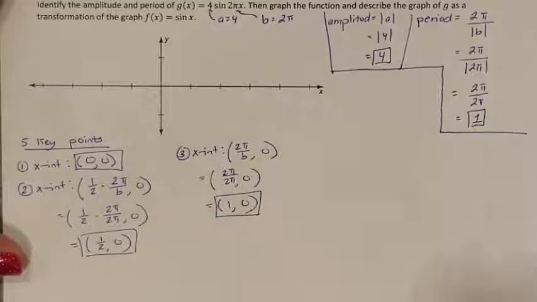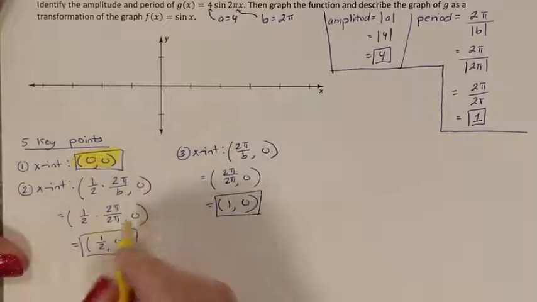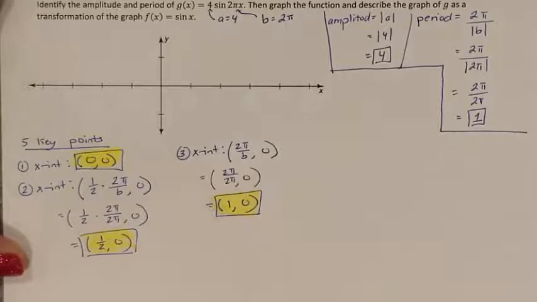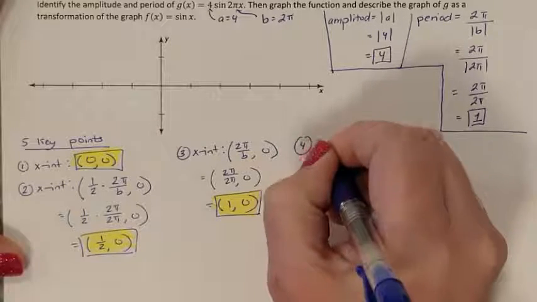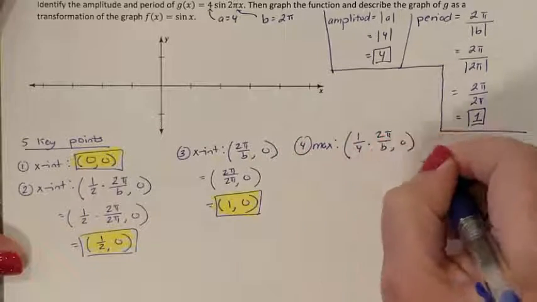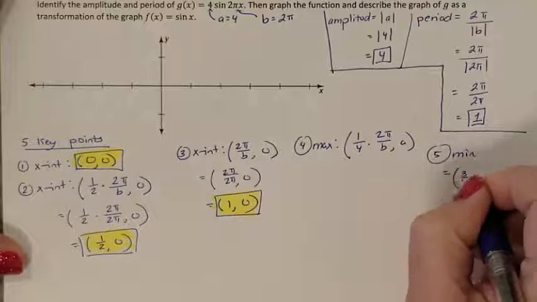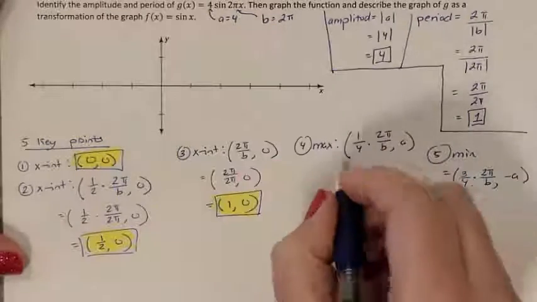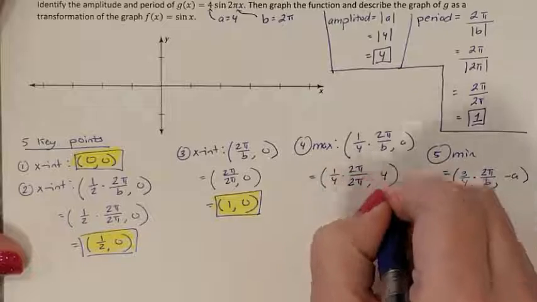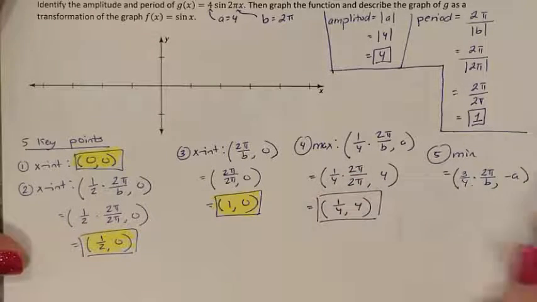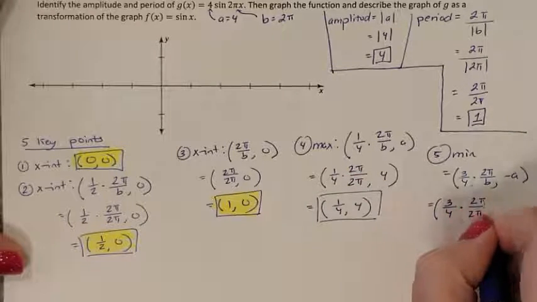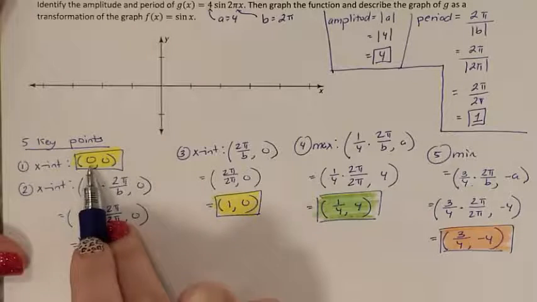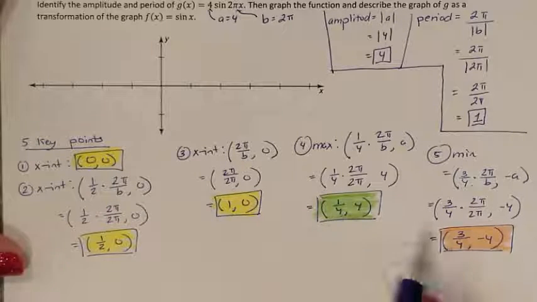So I went ahead and found my 3 x-intercepts. We have 2 more points we need to find, our max and our min, and both of those are formulas. They require b of 2 pi and a, which is 4. Here's my max, and there's my min. All right, my x's need to be able to get as high as 1.